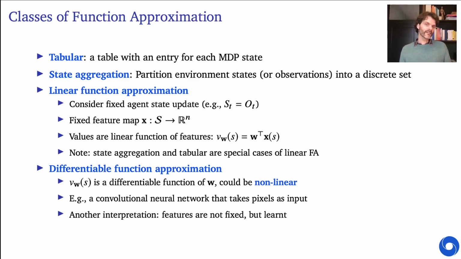So what we're requiring here, why we call this differentiable function approximation, is that we can still compute a gradient, because we're going to consider gradient-based algorithms. That's not a strict requirement, but it is one that we're going to use here, and it allows for very rich function classes such as deep neural networks.